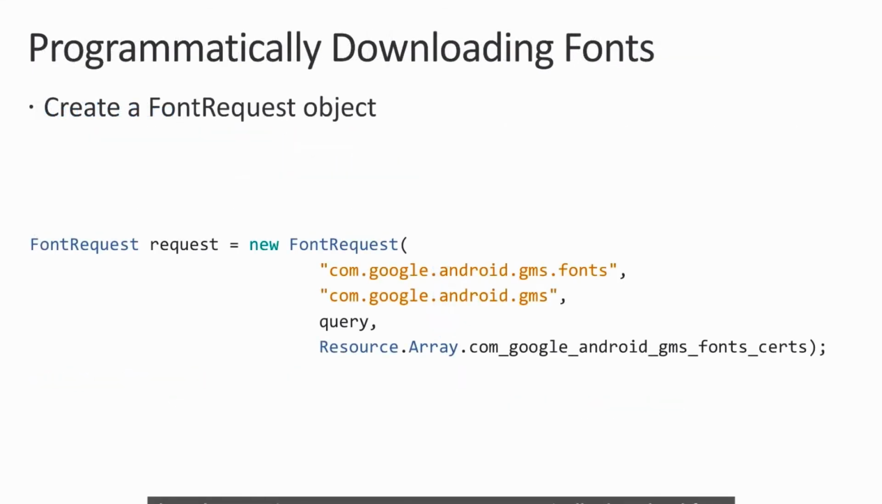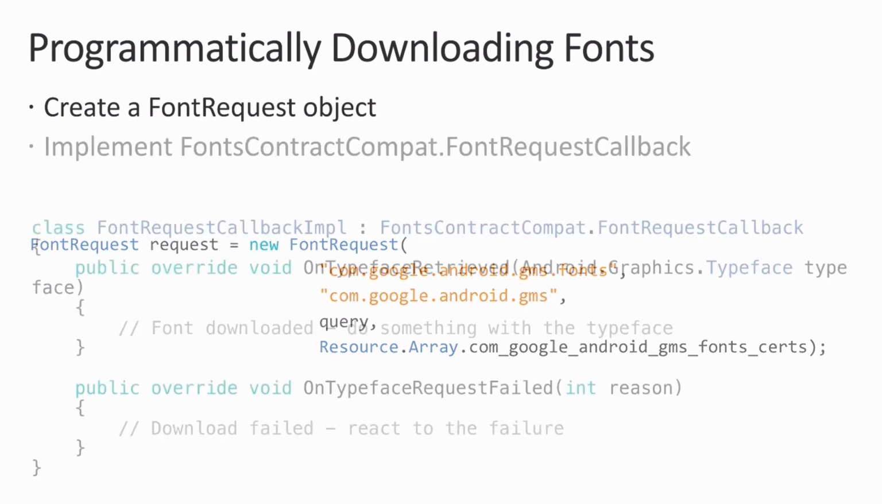The other way is you may want to programmatically download fonts for some reason. Maybe in certain parts of your screens, the fonts will change depending on the status or the category of the user. To do that, you would create a font request, and notice that the font request has the standard font provider information for it. So the authority, the package, a font query, and then a resource array of font certificates.